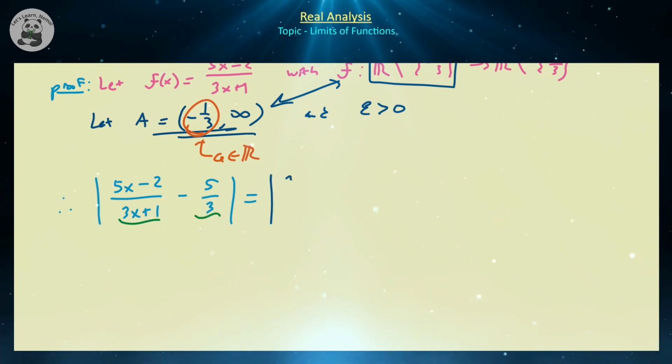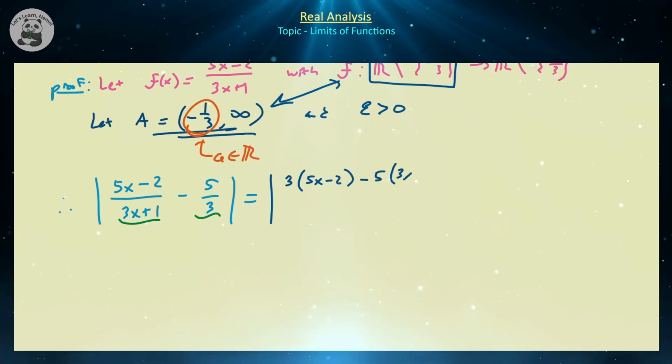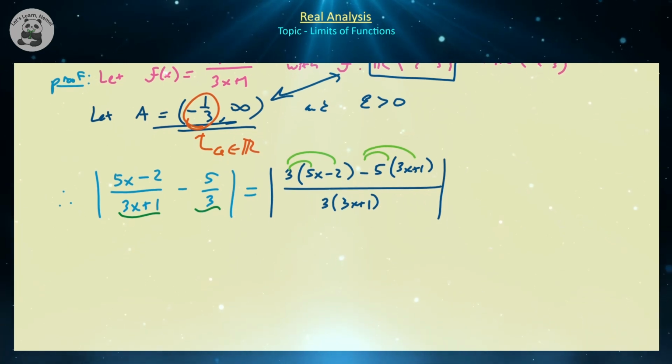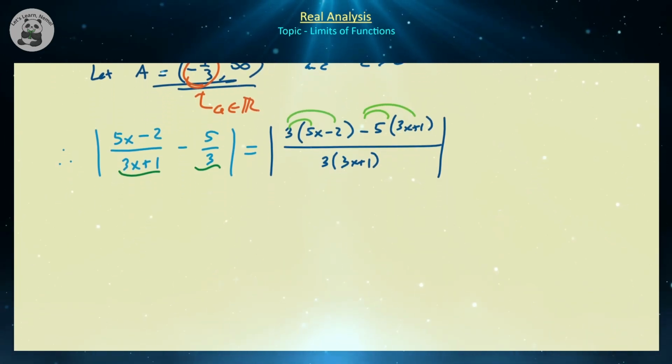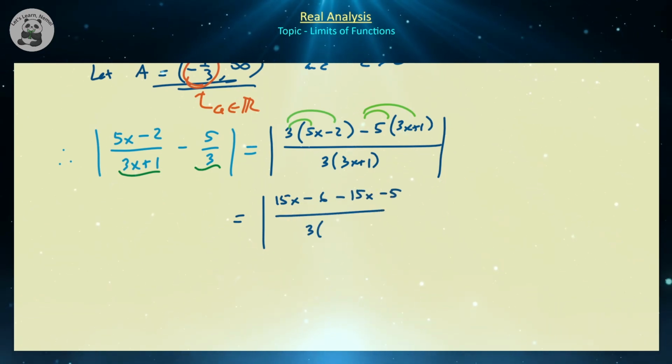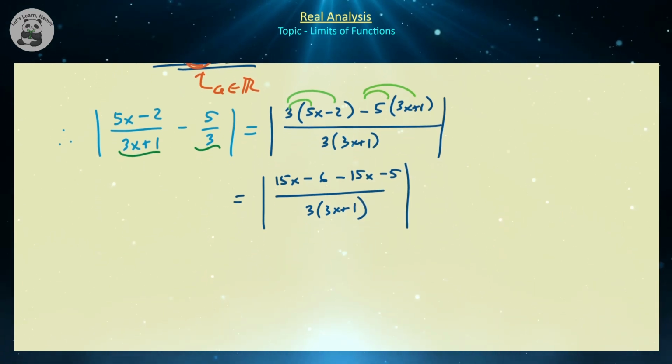And that's going to give us 3 times (5x minus 2) minus 5 times (3x plus 1), all over 3 times (3x plus 1). Okay, so once we do that, we're just going to distribute and combine some things together. And that's just going to give us the absolute value of (15x minus 6 minus 15x minus 5) all over 3 times (3x plus 1). And let's just keep that bottom factored for now.